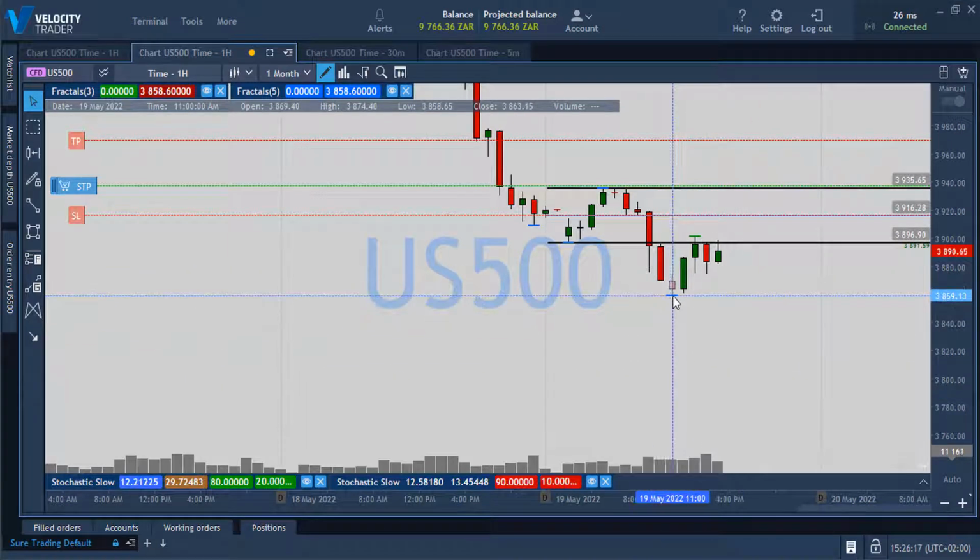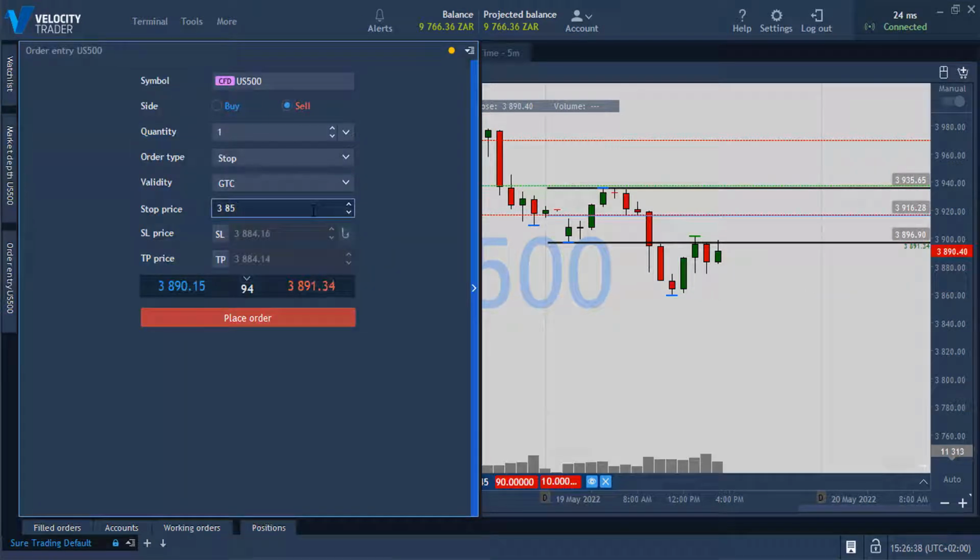So what I'm going to do is place an order below the low of this candle. The low is 3858.65. I'm going to place it $5 below, just in case it goes to that point and then bounces up again. I don't want to get caught in a short trade when it goes up. So I'm going to place it, as I said, $5 below at 3853.65.